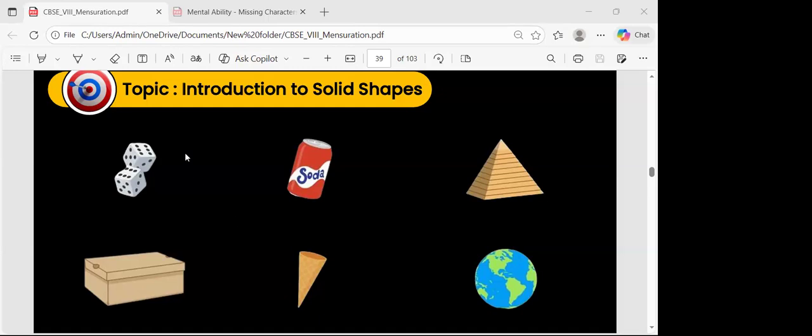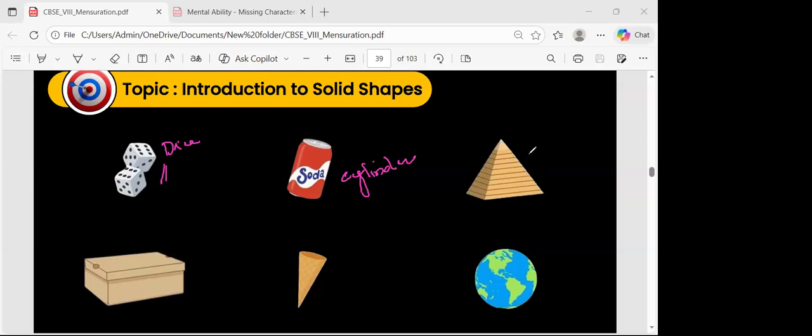Let's have an introduction to the spatial, because this is the introduction to geometry. The picture of the die is called dice. The soda bottle, that's a small can, we call it a cylinder.